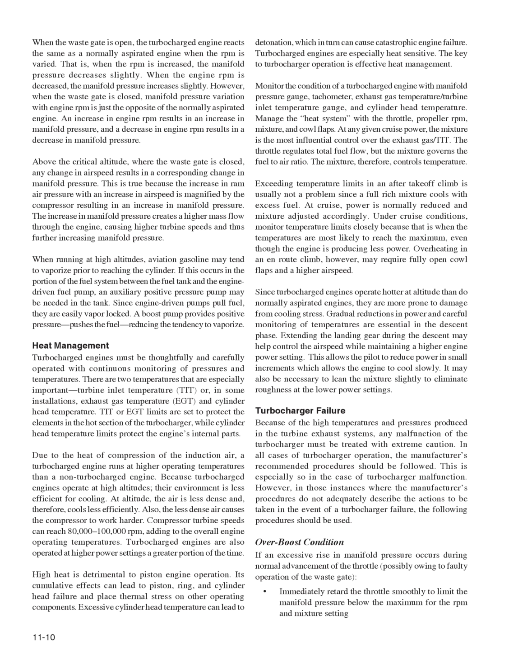Since turbocharged engines operate hotter at altitude than do normally aspirated engines, they are more prone to damage from cooling stress. Gradual reductions in power and careful monitoring of temperatures are essential in the descent phase. Extending the landing gear during the descent may help control the airspeed while maintaining a higher engine power setting. This allows the pilot to reduce power in small increments, which allows the engine to cool slowly. It may also be necessary to lean the mixture slightly to eliminate roughness at the lower power settings.